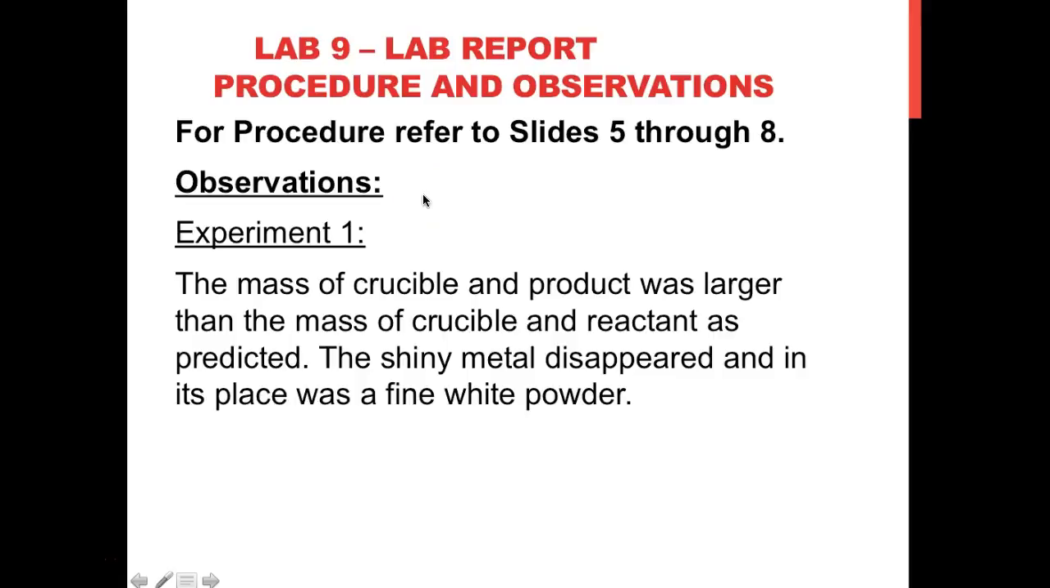Okay, so the mass of the crucible and product is going to be larger than the mass of the crucible and reactant as predicted in experiment 1. So here I'm talking about the results, not just the data, right? So the shiny metal disappeared and in its place was that fine white powder of the magnesium oxide.